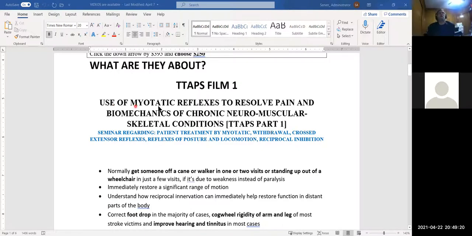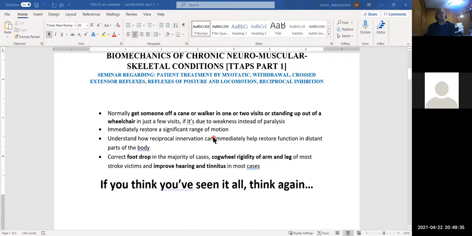So what's the first film about? Reflexes only, maybe with minor amounts of scar tissue in the skin. It can get huge results with very little effort on your part and very little pain or discomfort to the patient. Normally get somebody off a cane or a walker in one or two visits, standing up out of a wheelchair in just a few visits. If it's due to weakness instead of paralysis, immediately restore significant range of motion.